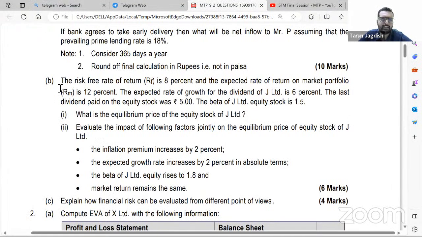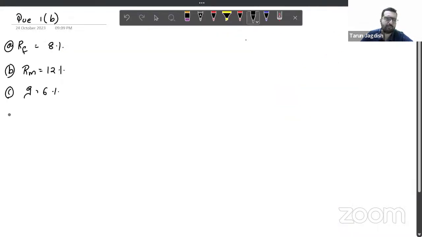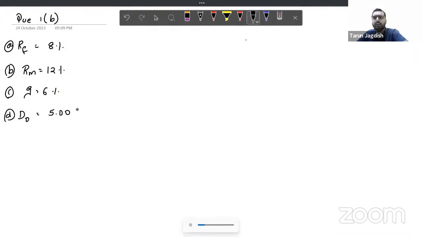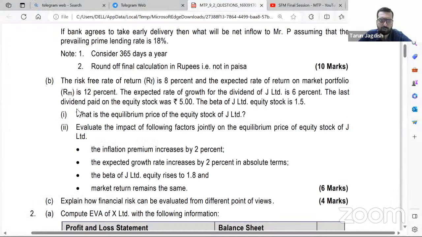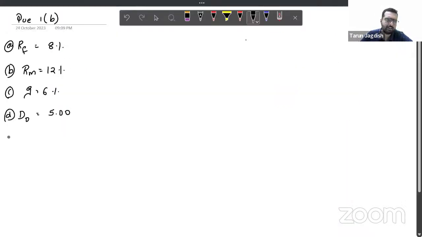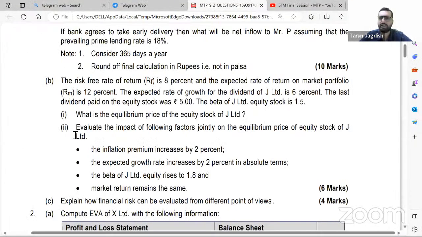The last paid dividend on stock is 5. So is that D1 or D0? It will be D0. Friends, keep on talking along with me, okay? Even though I cannot hear you, please keep on talking, all right? D0. And the beta is given as how much? The beta is given as, I think, 1.5.